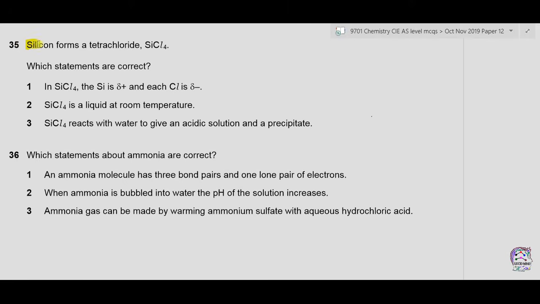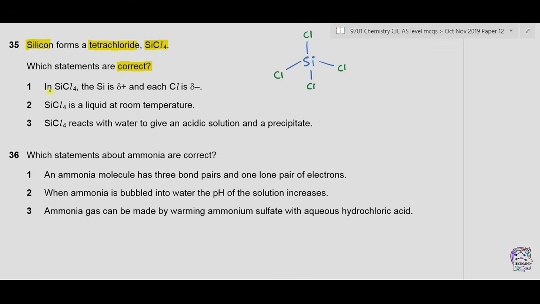Question 35. Silicon forms a tetrachloride, SiCl4. Which statements are correct? Let's draw the structure of SiCl4. Silicon belongs to group 4 in the periodic table, so it has 4 electrons in the outermost shell. 4 single covalent bonds are formed between silicon and chlorine, so we have 4 chlorine atoms attached to 1 silicon atom.